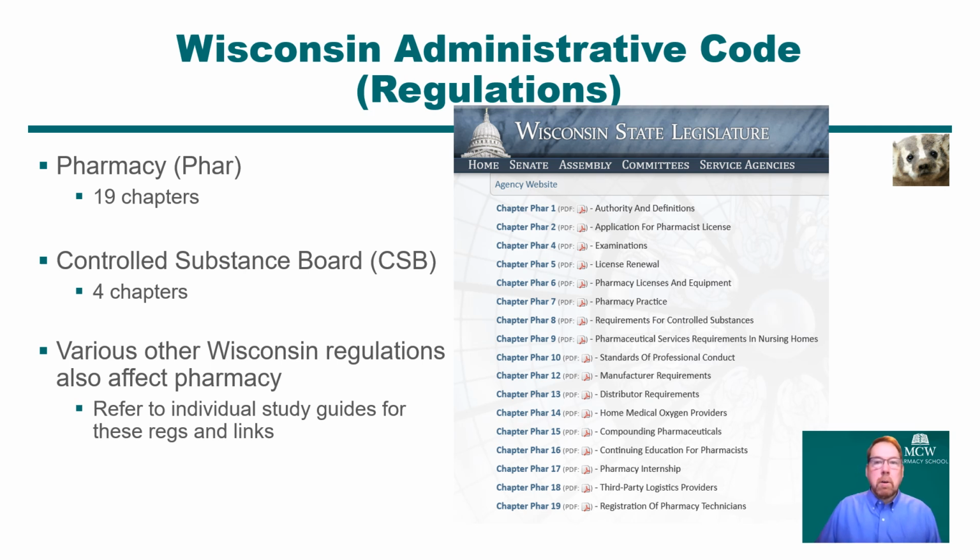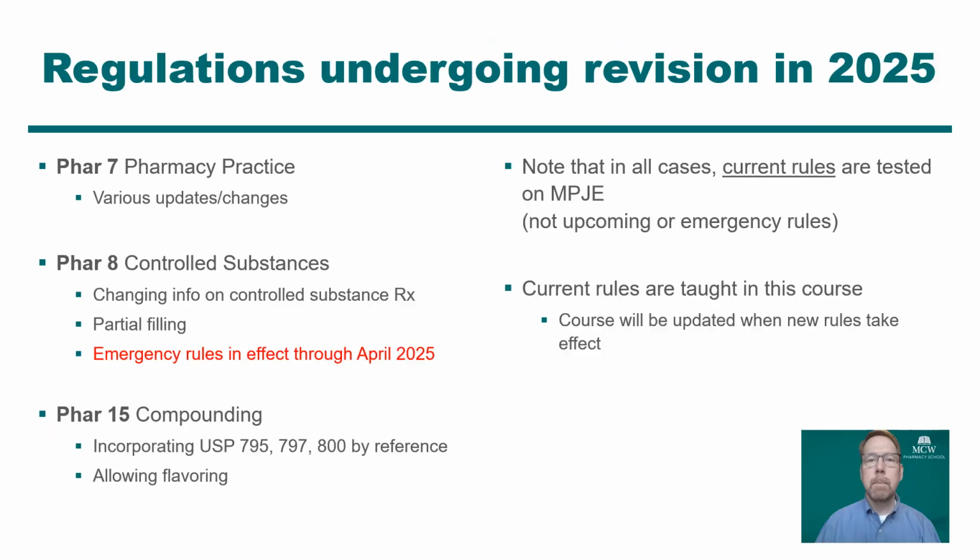So where can we find our Wisconsin regulations? These are contained in the Wisconsin Administrative Code. Again, they are linked on our website or on our Moodle course. Pharmacy, or FAR, has 19 chapters. CSB has 4 chapters. We're primarily interested in Chapter 4 for that one. There are various other Wisconsin regulations that are present that also affect pharmacy, some in different professions. These will be called out in the individual study guide.